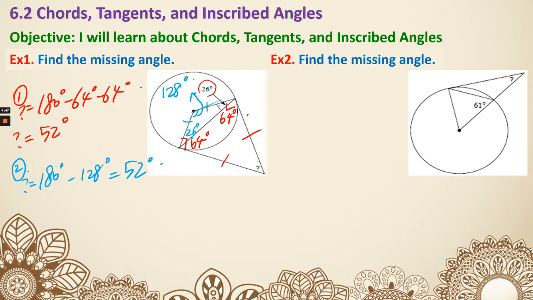Example 2. That line is a tangent line, so that makes this a 90 degree angle. And we're being asked to find the question mark. There are several different ways.